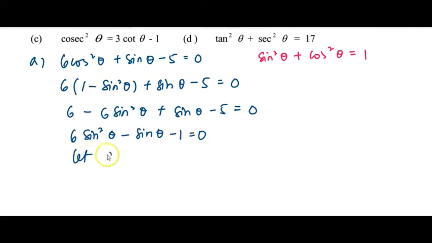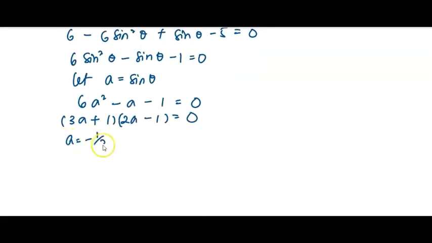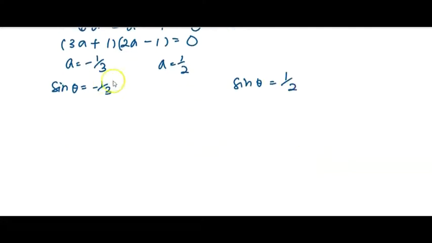Now we can replace sin theta with any symbol to represent it. Then our equation becomes 6a squared minus a minus 1 equals 0. Trying to factorize and solve it, we have a equals negative 1 over 3, a equals 1 over 2. Replace back, put back the a as sin theta. I got sin theta equals negative 1 over 3, and also sin theta equals 1 over 2. So now we're going to solve for this equation.